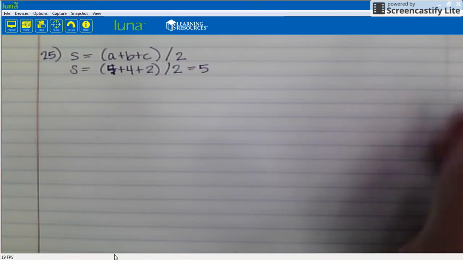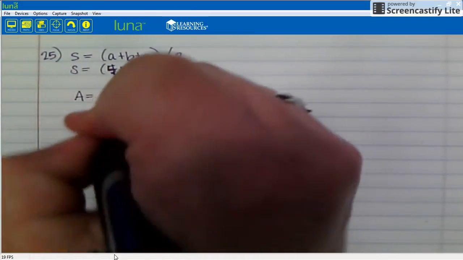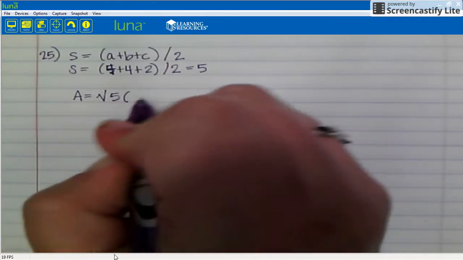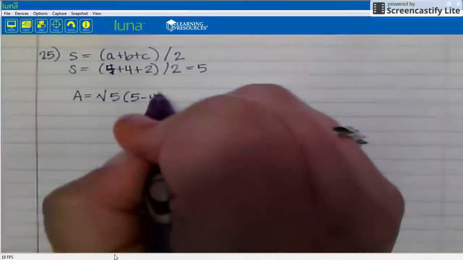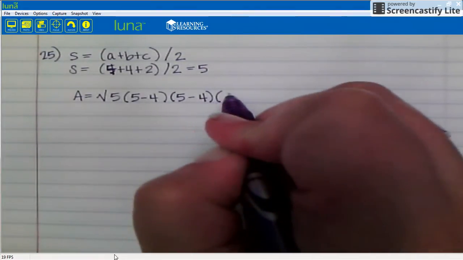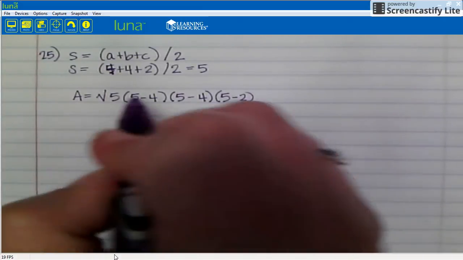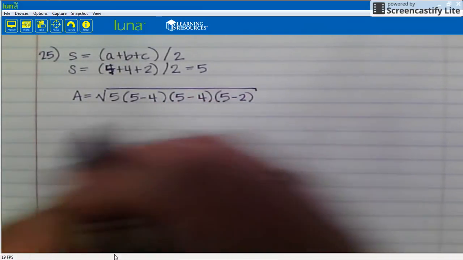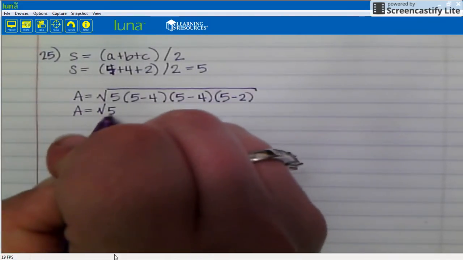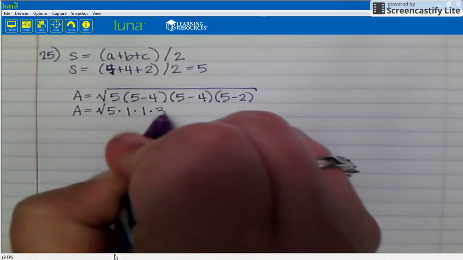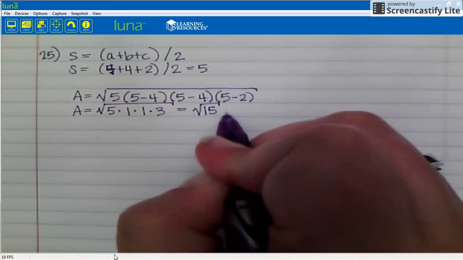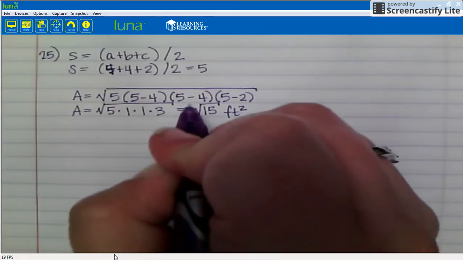There's my 5. And so that means the area of my triangle is going to be the square root of S, which is 5, times S minus A, 5 minus 4, S minus B, 5 minus 4, and S minus C, 5 minus 2. So I have my area is equal to the square root of 5 times 1 times 1 times 3, which is going to give me the square root of 15 feet squared.